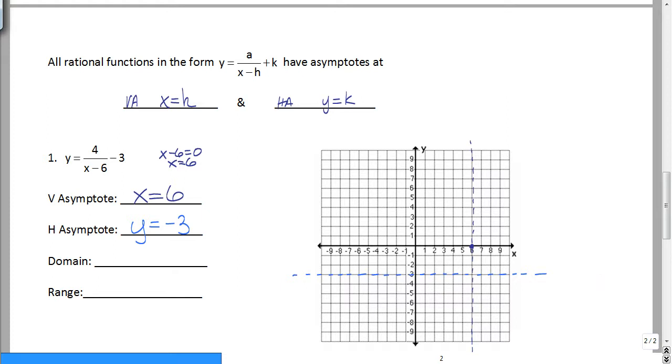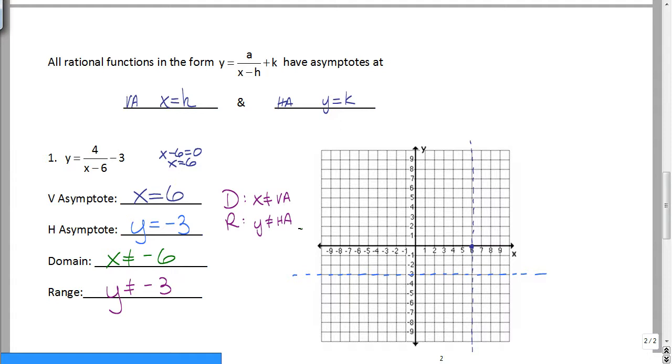So from here, you just need to state your domain. Your domain is x cannot equal whatever your vertical asymptote is. So domain is just like stating what x can or cannot be. Same with the range. Range is going to state what y can or cannot be. So y can be any number it wants to be except for your horizontal asymptote. So y is not allowed to equal -3. Okay, so for domain, x cannot equal your vertical asymptote. Your range, y cannot equal your horizontal asymptote. That's as easy as that.